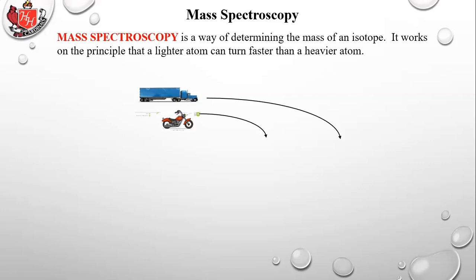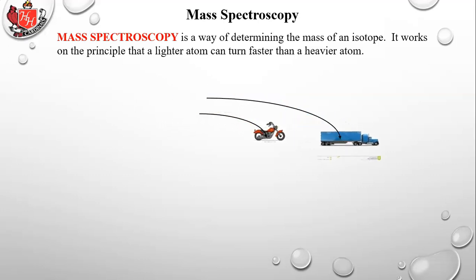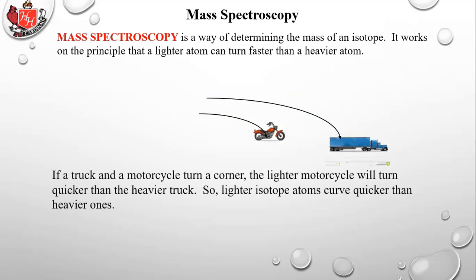of different atoms altogether. And it works on the principle that a lighter atom can turn faster than a heavier atom. So look at the truck and the motorcycle here. They're going down a road and they need to make a right turn. Which one is going to be able to turn the fastest? If a truck and a motorcycle turn a corner, the lighter motorcycle will turn quicker than the heavier truck. So lighter isotope atoms can curve quicker than heavier ones.